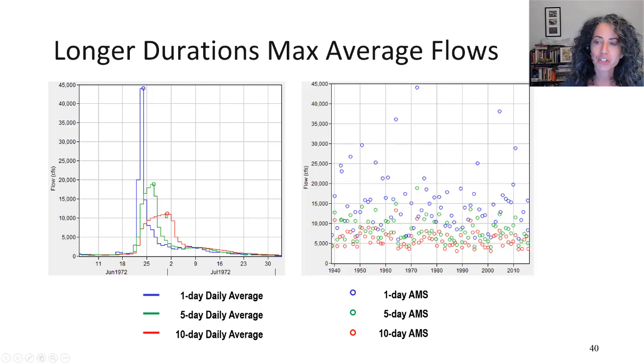Having done this for each year, we create a data set that spans the entire period of record. We actually create 3 data sets. The blue is the 1-day maximums, the green dots are the 5-day maximums, and the red dots are the 10-day maximums. Each of those is a separate data set, and we'll get a separate frequency analysis.